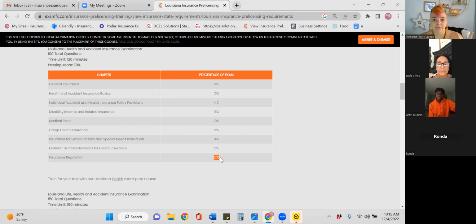And if you can grab those numbers, then you're going to be able to get a good amount of points there. So that's the breakdown for Louisiana health.